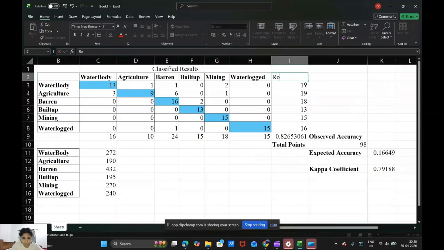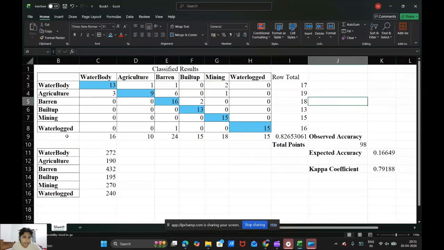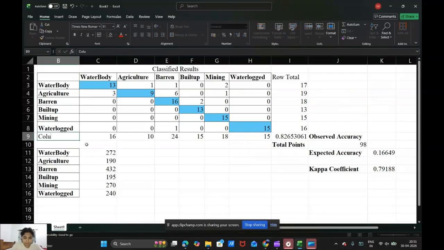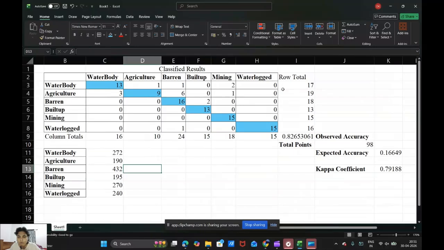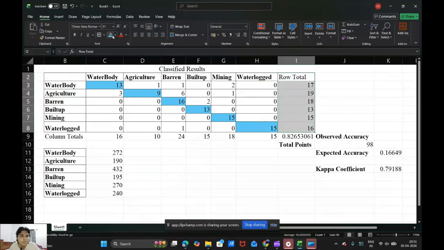This is row total. Okay? This is row total. These are row totals, and these are column totals. I'm just calling them column totals and row totals so that you understand that it belongs to the row. So actually they are what? They are ground truth totals. Row totals are ground truth totals for each class, and column totals are classified results total for each class. This is what it means. Let's just give them different colors.